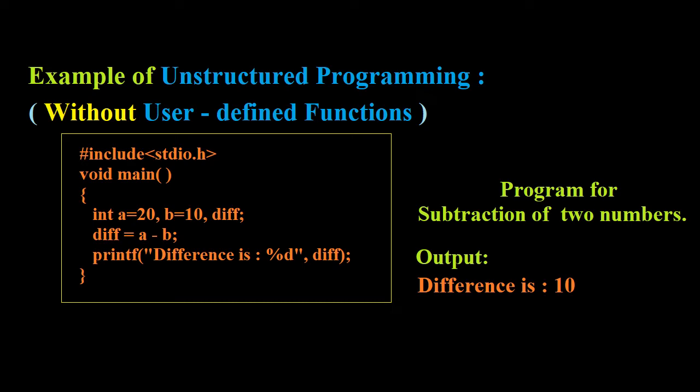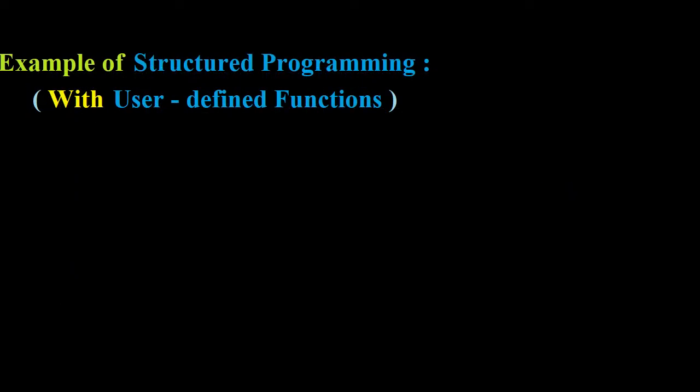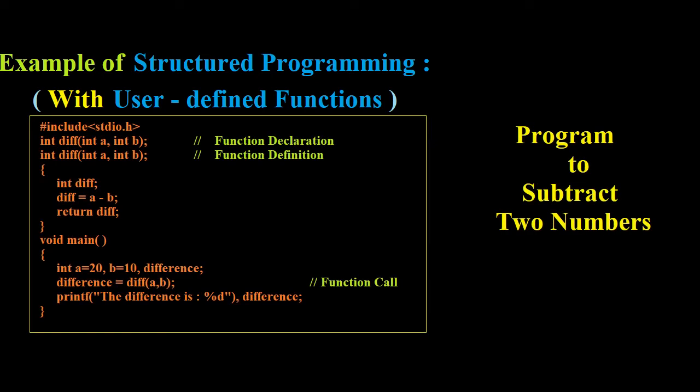Let us see the example of the structured programming mode. In the structured programming mode, the example was like this. As you can see on the screen here, first we have to declare the user defined function. Then we have to define the user defined function, and finally in the main function we are giving the function call as is displayed in the example. In this case also, when we run this, we get the output, which is the difference is 10.